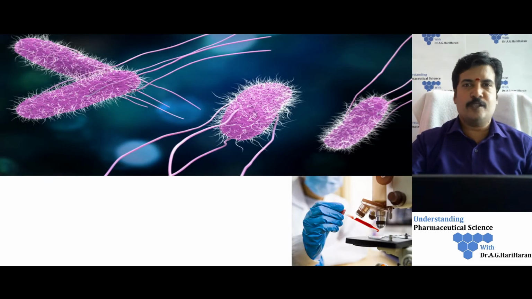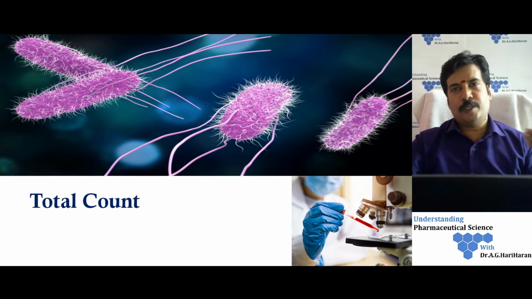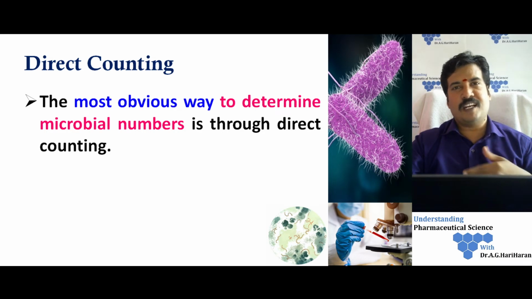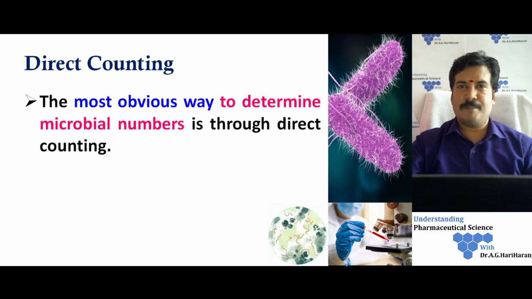Before getting into the Coulter counter, first let us understand a brief idea about the total count and direct counting. As I have already told, the total count includes the counting of living cells as well as dead cells in a particular sample. This can be done in two ways, direct method and indirect method. Direct counting is the most preferred method because we can directly count the number of cells present in a particular sample, so we are fully aware that this much amount of microorganism is present.